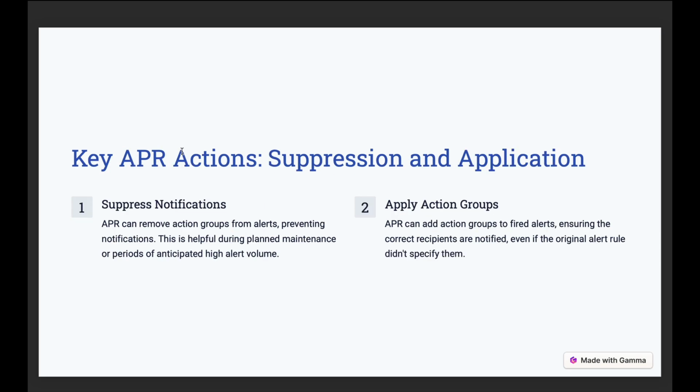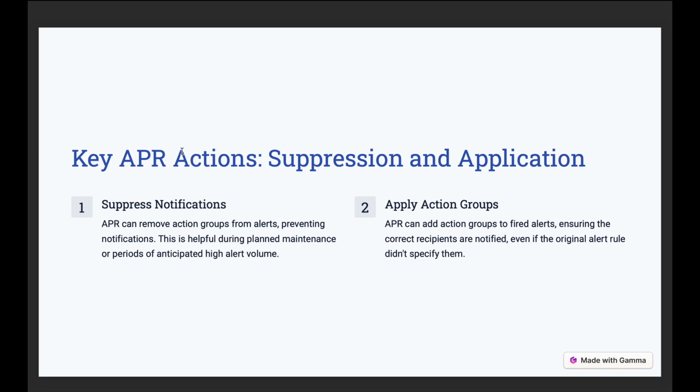As we discussed earlier, we have two options in APR, which are either suppression or applying action groups. By suppressing notifications, APR can remove the action groups from any alert which is fired, which will prevent notification. This is helpful during planned maintenance or periods of anticipated high alert volume. The next is apply action group, which will add action groups to all the fired alerts wherever we have defined the scope, ensuring that the correct recipients are notified.